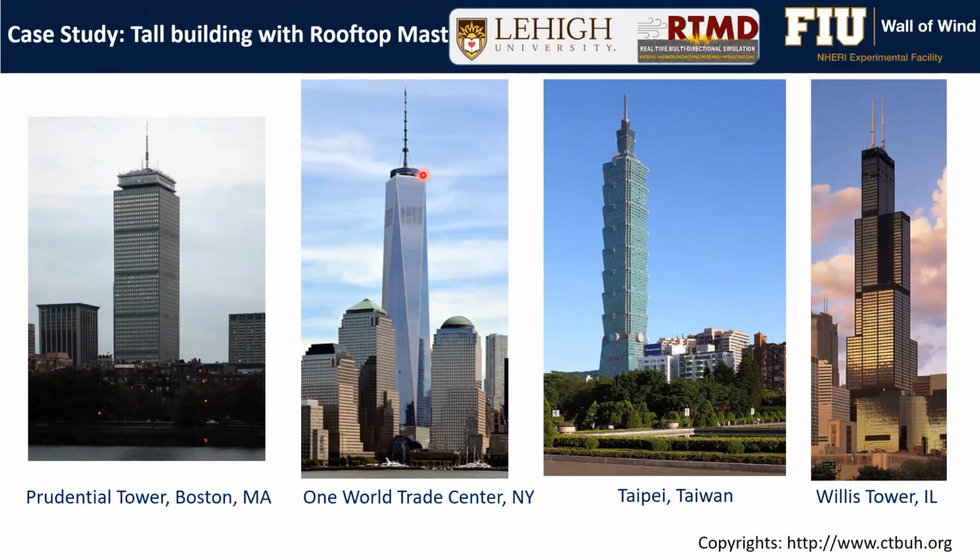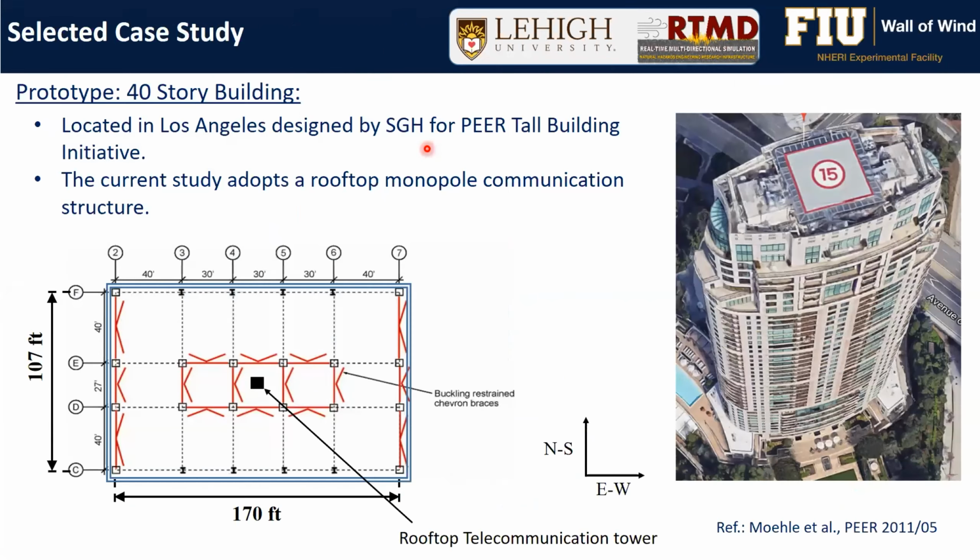Okay, so we selected this case study of tall buildings with rooftop mounted antennas or monopoles, which you can find in many different areas around the world. Liang, I think, discussed or showed this building many times. So this is the 40-story building we're going to use, and we will just assume that this building has a rooftop telecommunication tower at the center.